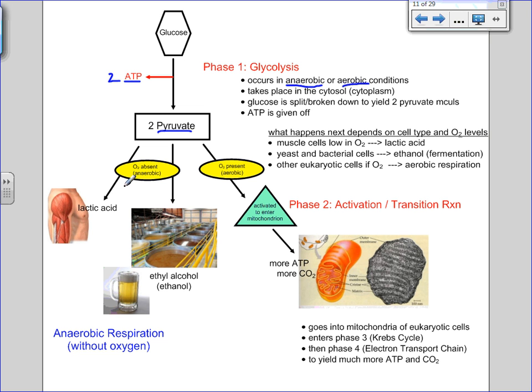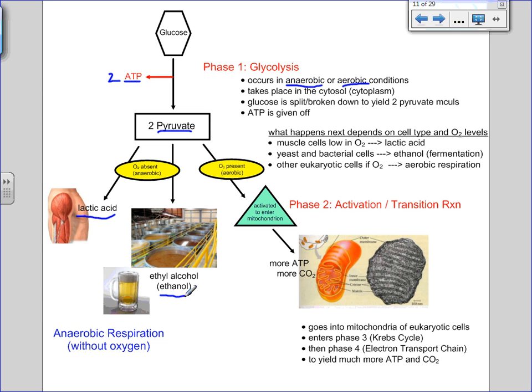When it's down really low or when there's none left, then the pyruvate, instead of going into the other phases of cell respiration, will be converted to lactic acid. So when you get your muscle cramps, that's what's happening. If we're talking about yeast and bacterial cells, then these 2 pyruvate will be converted to ethanol, ethyl alcohol.